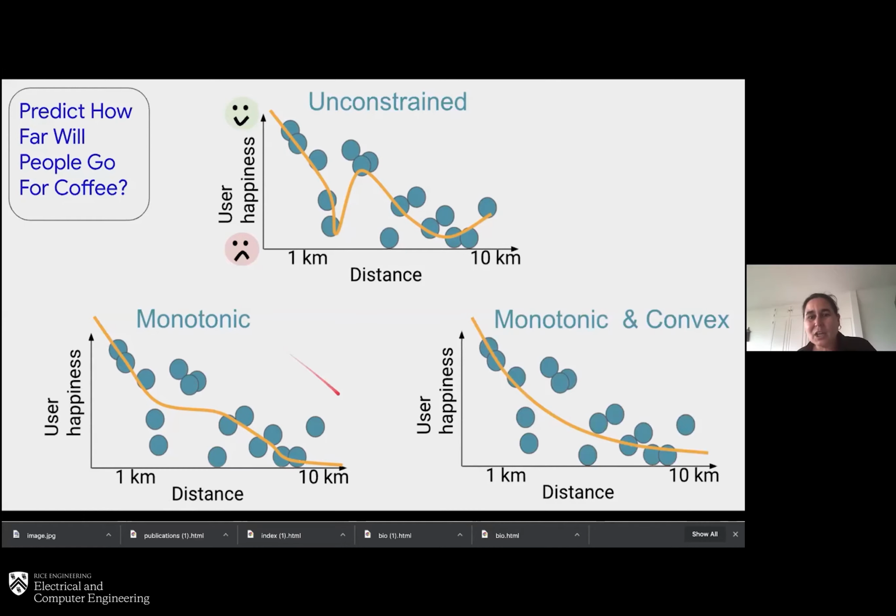Okay, and then we might want to go even further. We might say, well, look, we know that the way people think about distance is with diminishing returns. 2 kilometers is a lot worse to you than 1 kilometer, but 11 kilometers and 10 kilometers don't really matter that much. So there's this diminishing returns effect to distance that we know many people have, and so we can tell the model that a priori and force it to be both monotonic and convex.